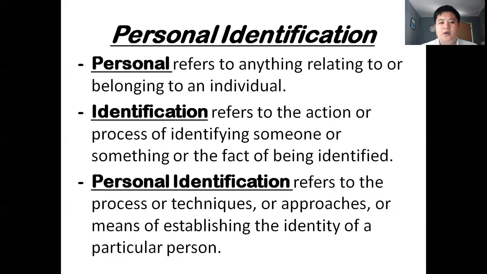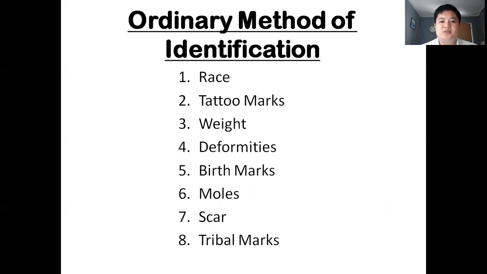For personal identification, there are various ways on how to identify a person, that is through ordinary and scientific methods. For ordinary methods of identification, we have race, tattoo marks, weight, deformities, birthmarks, moles, scars, and tribal marks. That is only an example of ordinary methods of identification. But there are lots of ways on how to ordinarily identify a person.